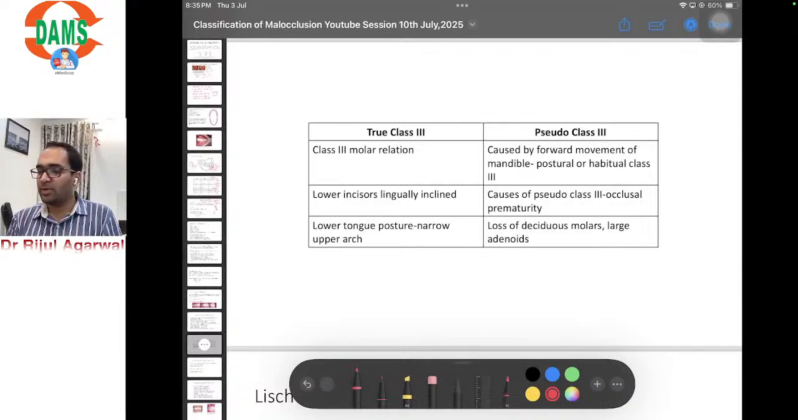It is caused due to occlusal prematurity, which I already mentioned. Other reasons could be large adenoids, functional reasons, or loss of deciduous molars leading to mesial migration of permanent first molars.